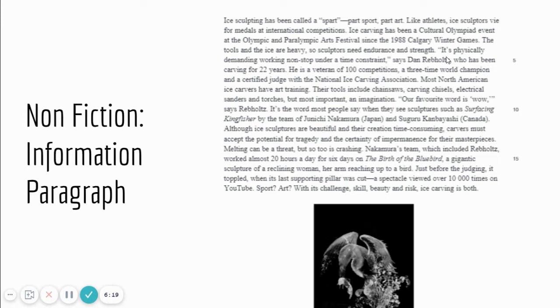And then they will also give you an information paragraph. This is similar to what you might see in a textbook. So it will tell you about something like this article, ice sculpting, a sport. It would tell you about an animal. It would tell you about a particular scientific concept or a historical event. So again, it's the kind of writing that you see in a textbook. And so again, making notes, underlining, those are your top strategies for this type of reading.